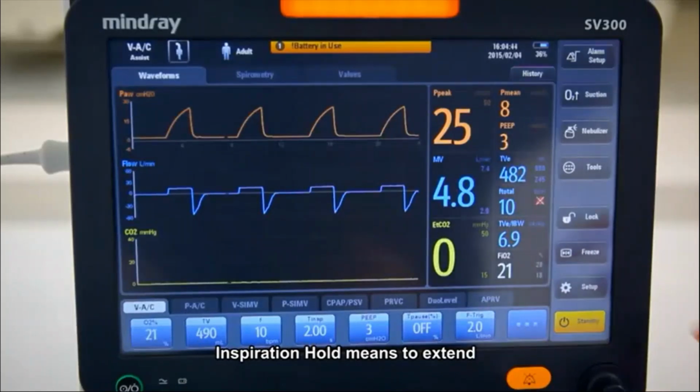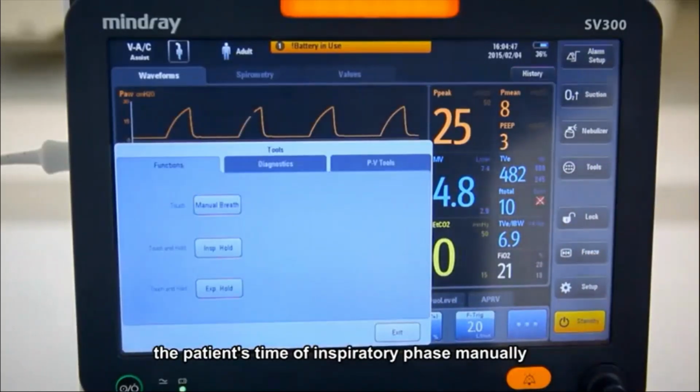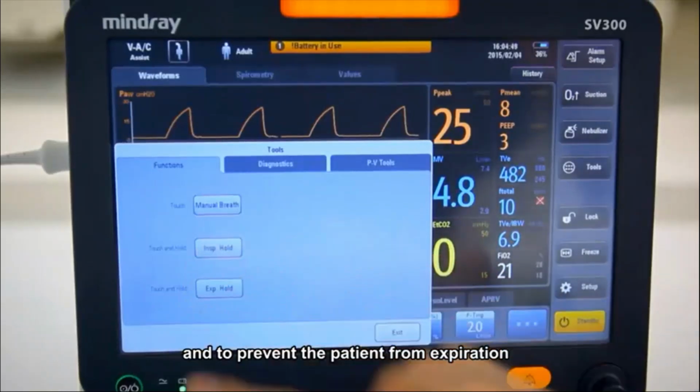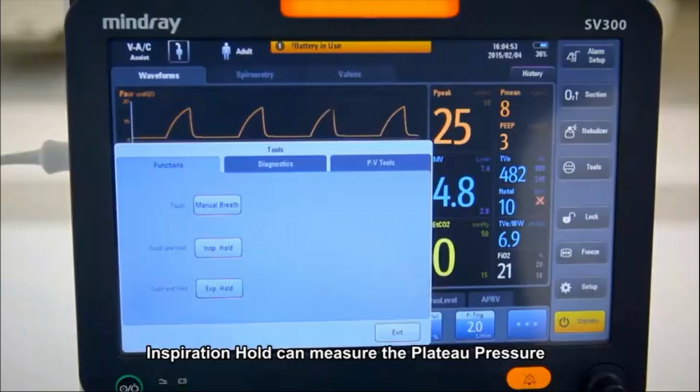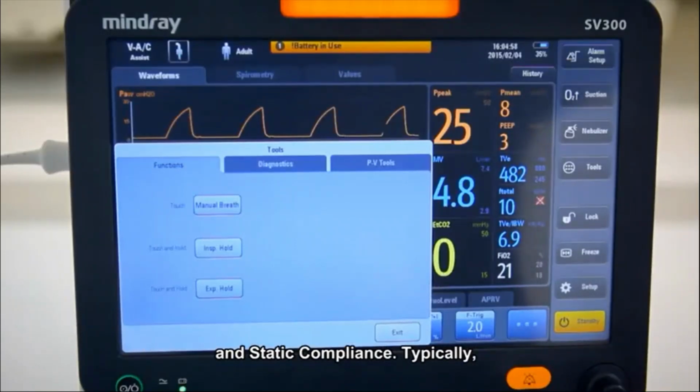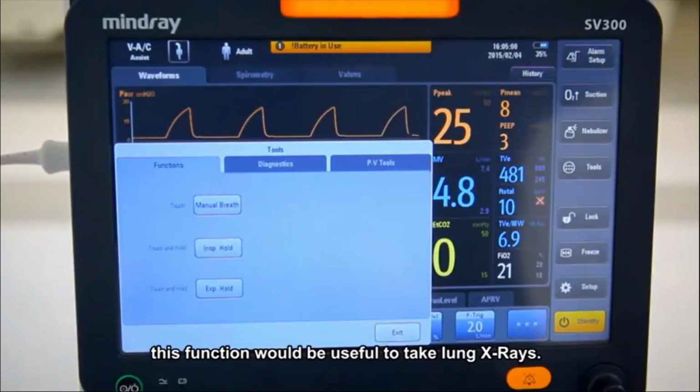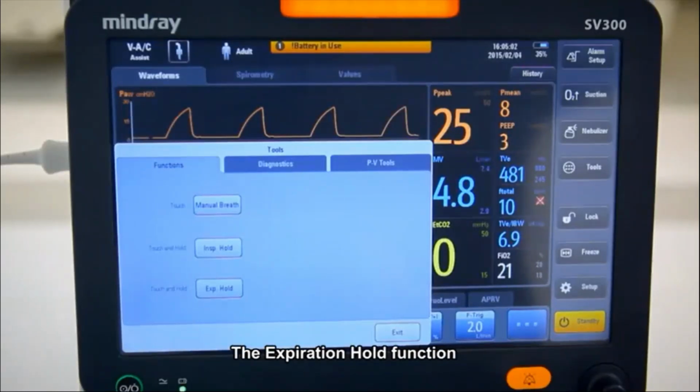Inspiration hold means to extend the patient's time of inspiratory phase manually and to prevent the patient from expiration for a certain period of time. Inspiration hold can measure the plateau pressure and static compliance. Typically, this function would be useful to take lung X-rays.